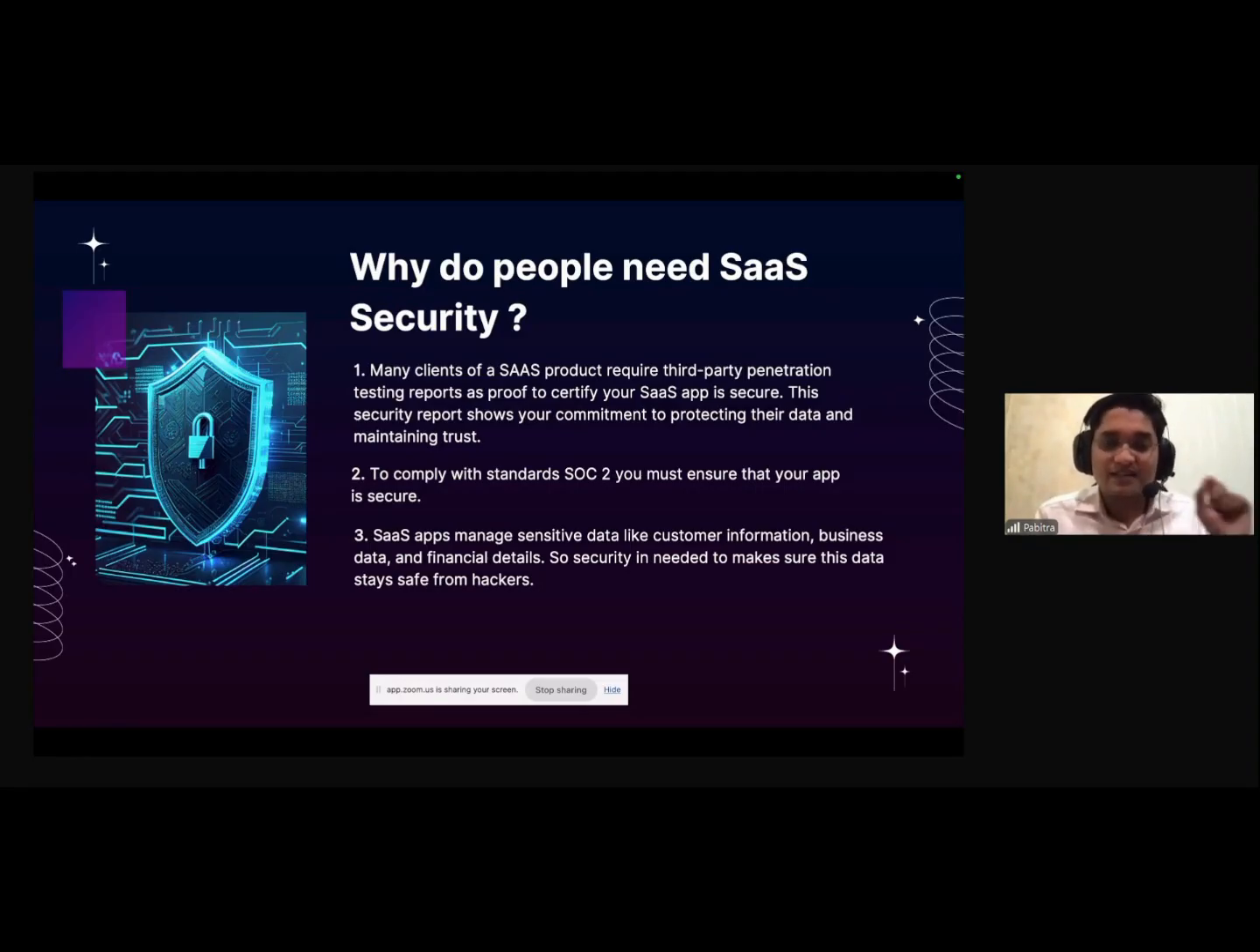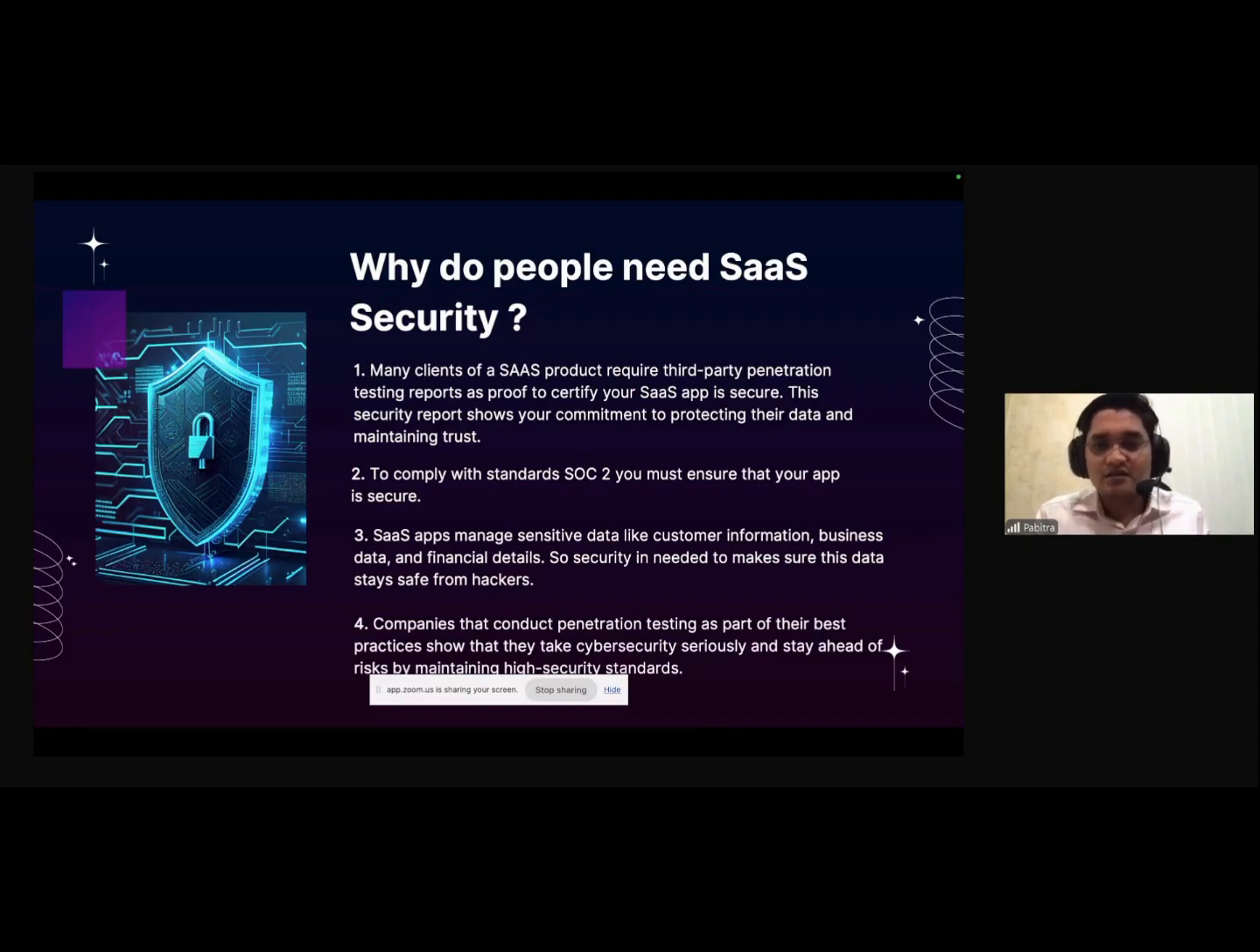And the last one is that very few companies go for penetration testing just because they have a best practice of conducting penetration testing. They take cyber security seriously, like maintaining their high security standard. So these are the four reasons why mostly SaaS companies go for penetration testing or cyber security solutions.